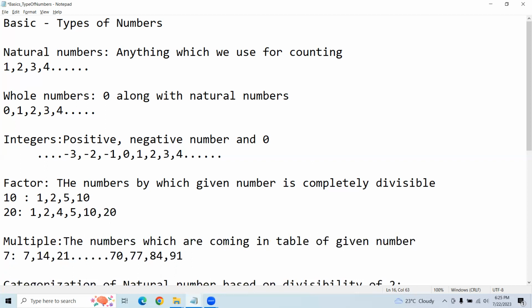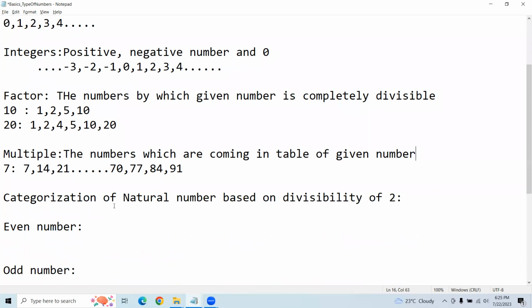So when we say table, we don't just refer to 7 1s are 7 to 7 10s are 70. It will continue like that, and take a number, let's say 91. If you try to divide 91 by 7, what will you get? The remainder will be 0. So we can say that 91 is a multiple of 7.